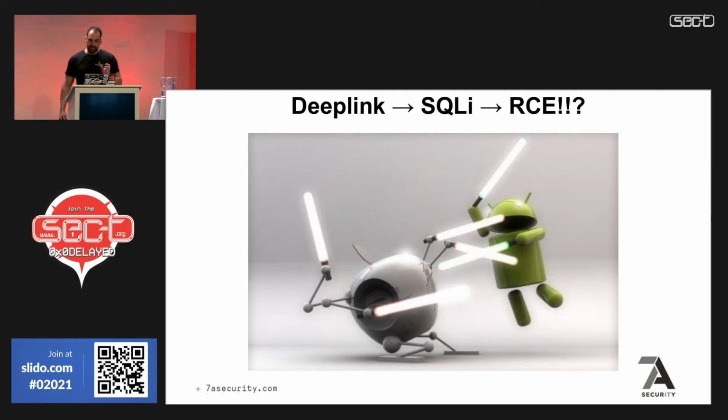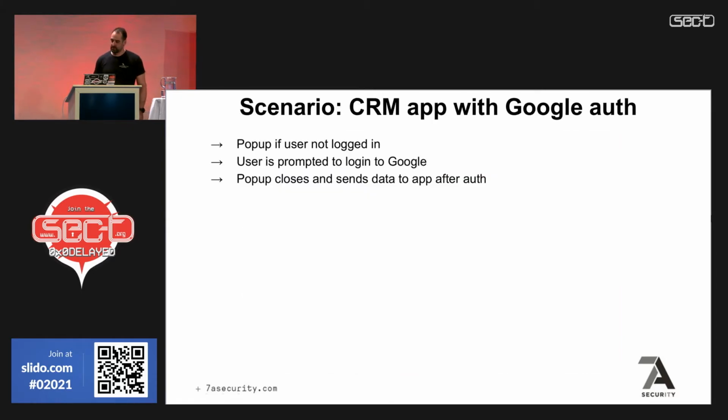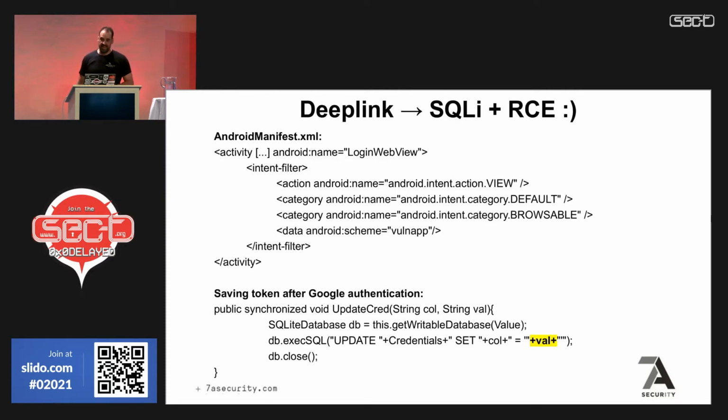Now, another very cool attack is a deep link that results in SQL injection and then results in code execution, right? So this was a very cool vulnerability. This happened in a CRM application with Google authentication. When the user tries to use the app, you get prompted to log in with Google. There's a pop-up, and then the user logs in to Google, and then the credentials go back to the application using a deep link that sends the Google token, right? So that is the idea of the implementation, and this is the code.